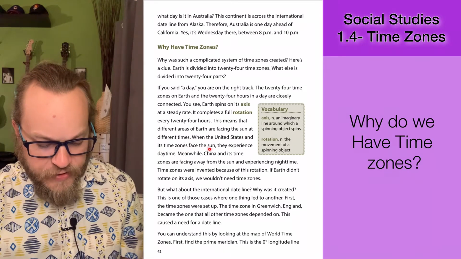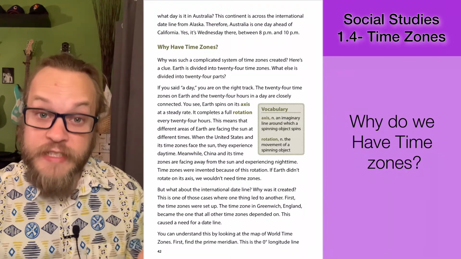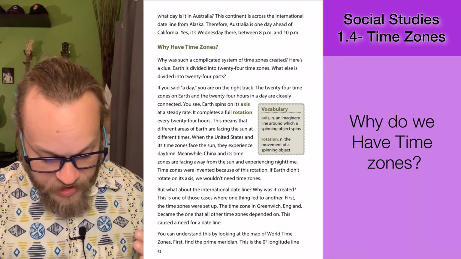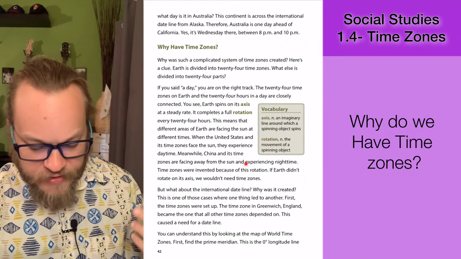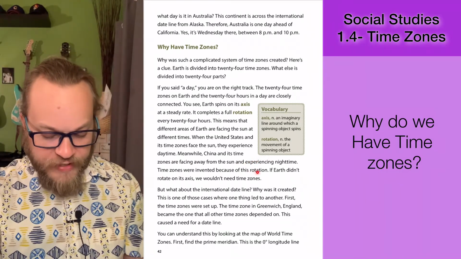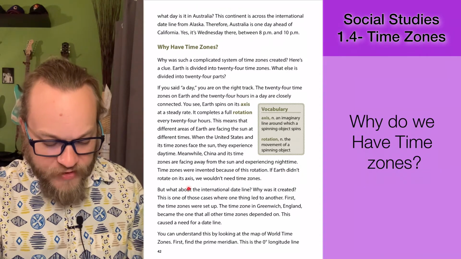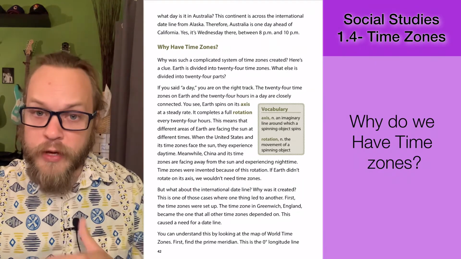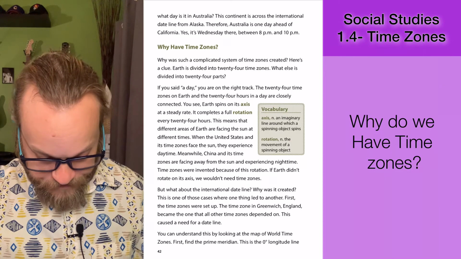and its time zones face the sun, they experience daytime. Meanwhile, China and its time zones are facing away from the sun and experiencing nighttime. Time zones were invented because of this rotation. If Earth didn't rotate on its axis, we wouldn't need time zones.